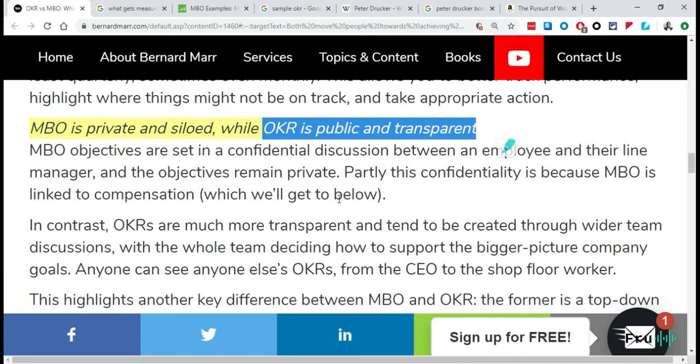So when you set the objectives, or the team sets the objectives, those objectives are known by everyone, and the key results are known by everyone. And so you can know that person A has this objective and key results, person B has these objectives and key results, and if there are synergies in things that you can do to help each other, now you can start tapping into those.